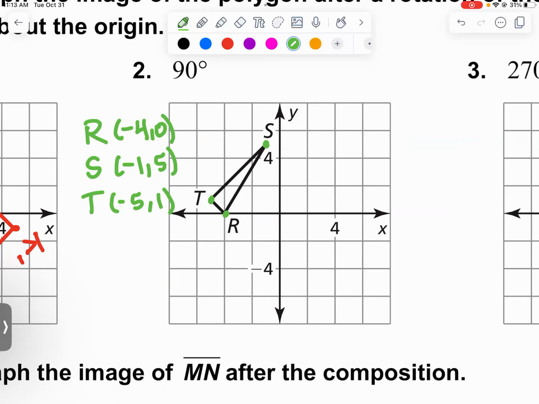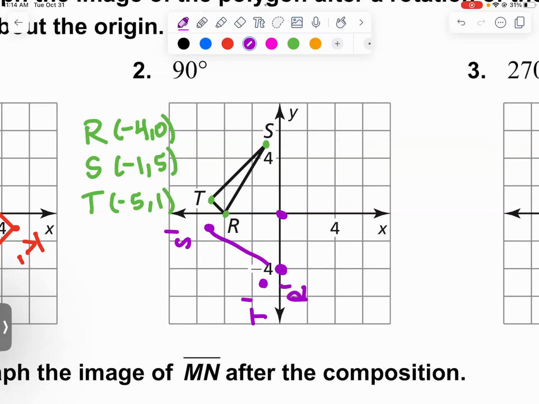So I'm gonna take my paper and turn it to the right 90 degrees. And now I'm gonna plot -4, 0 from my sideways orientation. I'm gonna go left 4 for my new R. And notice how I'm now plotting in what will be the third quadrant. I'm gonna go for S, left 1, up 5. And then I'm gonna go left 5, up 1 for my new T.